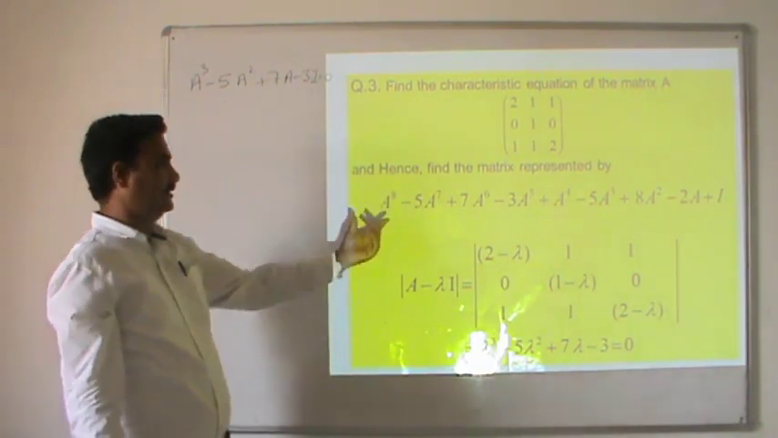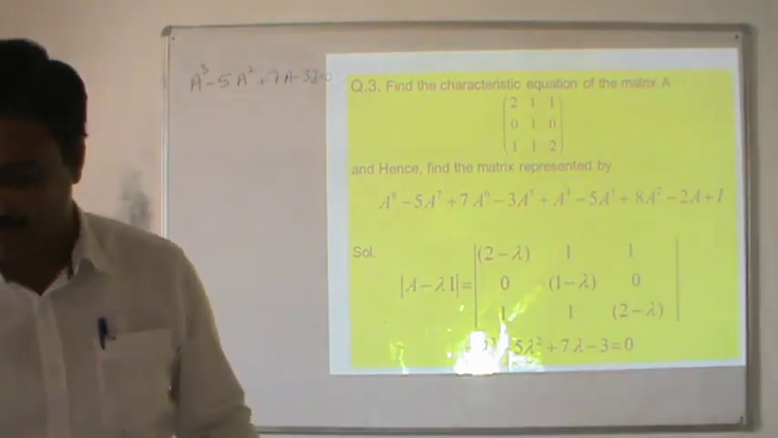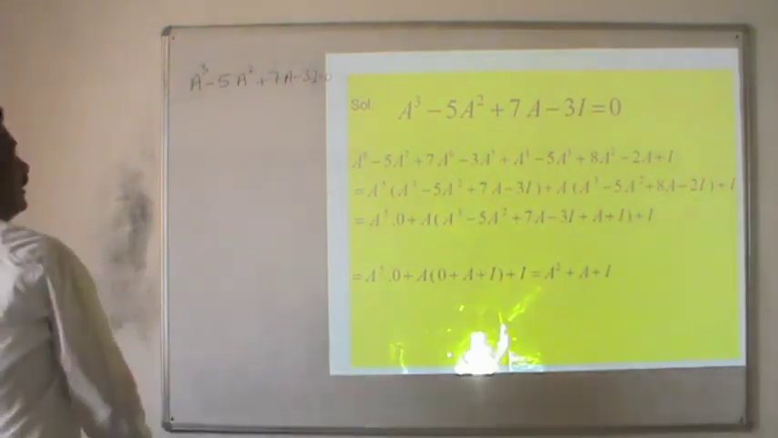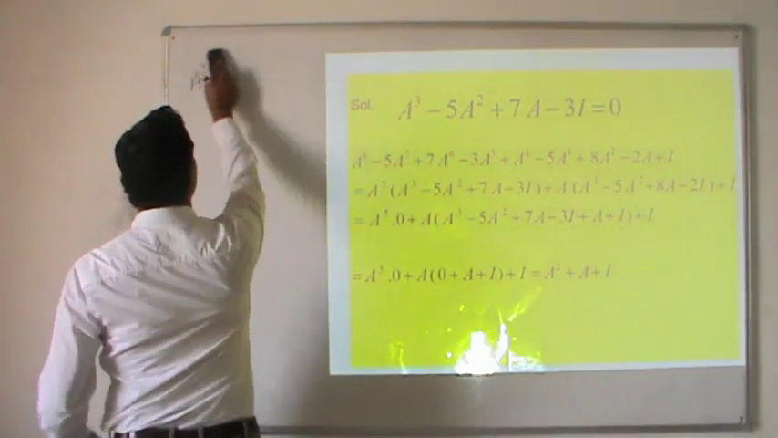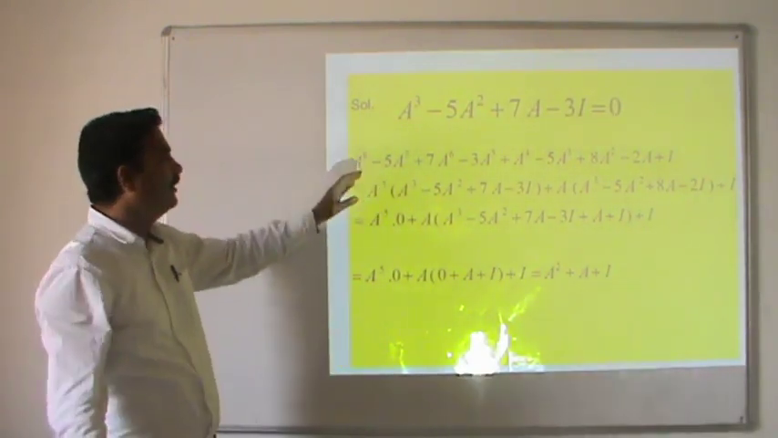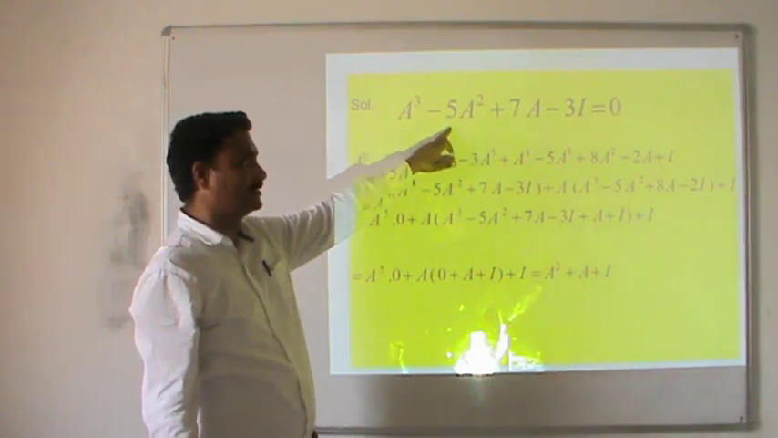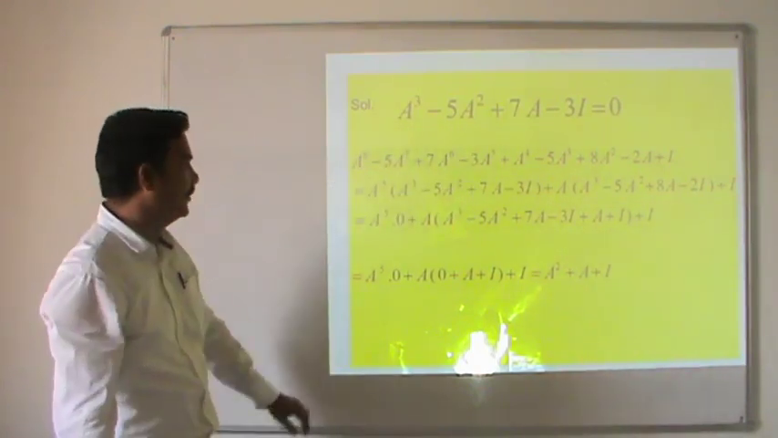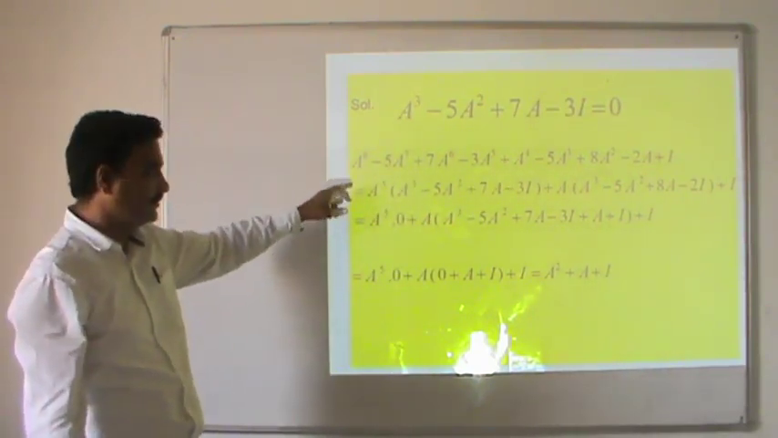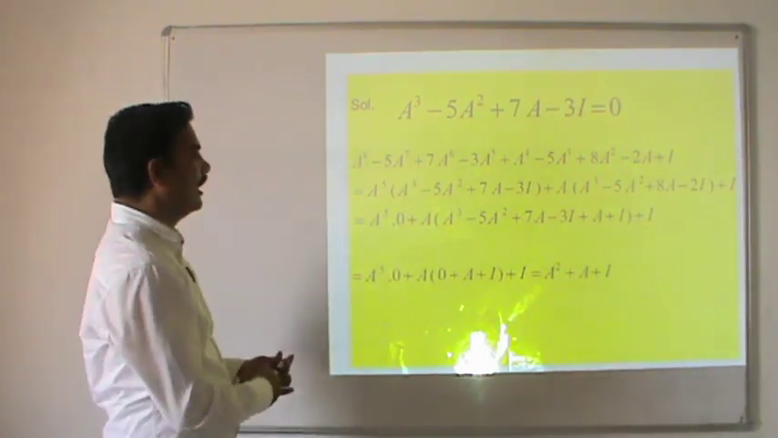Now we deduce the smaller expression for this huge quantity, which is represented in matrix form. How do we transform this huge expression into a smaller one with the help of this, because this is our A cube minus 5A square plus 7A minus 3I equal to 0, and this is our given expression, which we want to reduce to a smaller system like A square plus A plus I. How do we proceed?